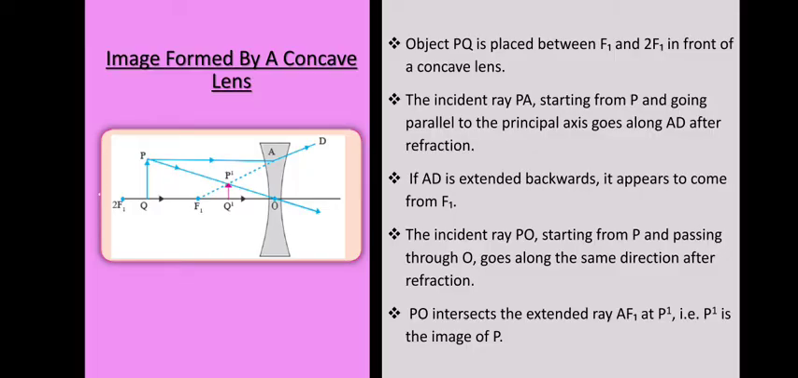See here, the image which is formed by a concave lens. Now, object PQ. See here, F1 and 2F1, and this is an object PQ. It is kept in front of a concave lens. Now the incident ray, that is PA, starting from point P and going parallel to the principal axis, goes along AD. You can see this after the refraction is done.